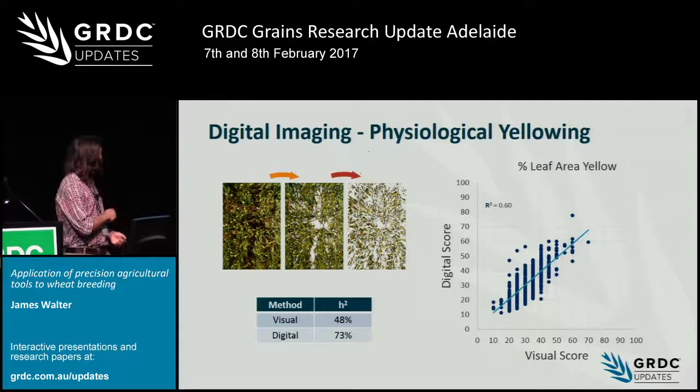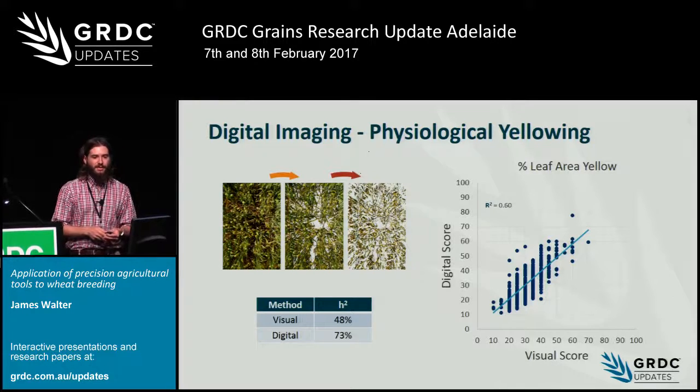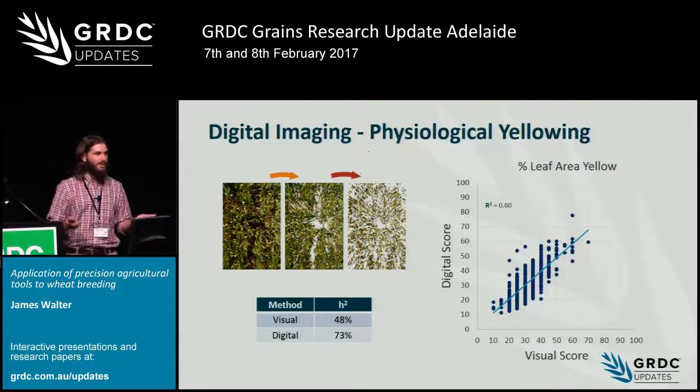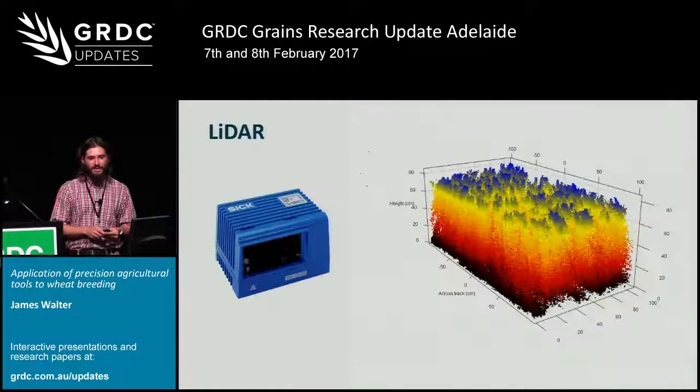But when we look at my digital score, it's 73%, so we saw a nice big increase there, which means that using that digital data within the breeding program should be more reliable. Sorry, I'm not sure if I said visual or digital there, but using the digital data in the breeding program should be more reliable than the visual data. So that's kind of what I've been doing with cameras.